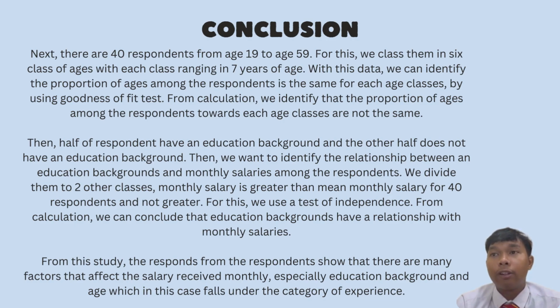Then we want to identify the relationship between education background and monthly salaries among the respondents. We divide them into 2 other classes: monthly salary greater than the mean monthly salary for the 40 respondents, and monthly salary not greater, that is less than the mean. For this, we use test of independence, and from the calculation, we can conclude that the education background has a relationship with monthly salaries.